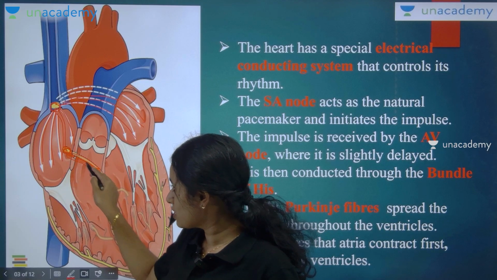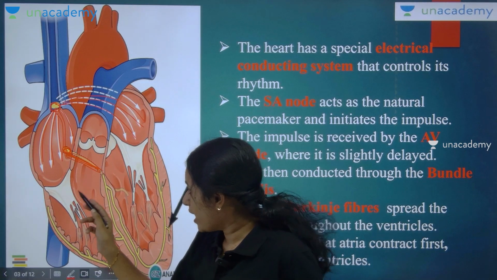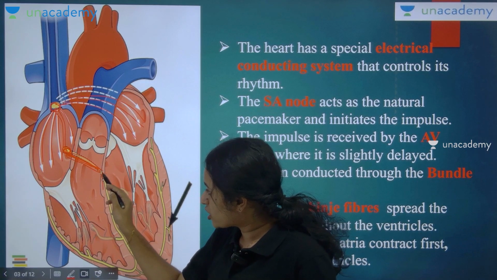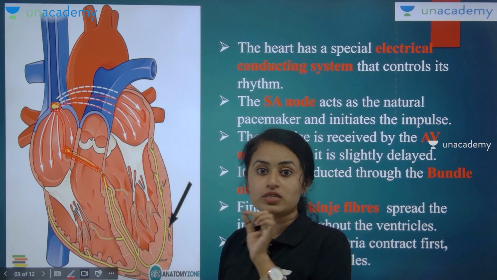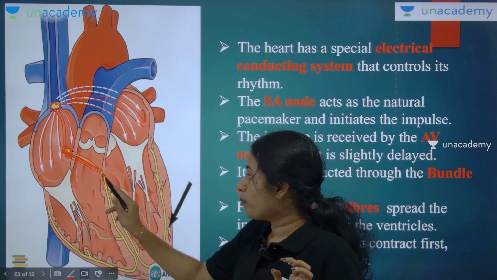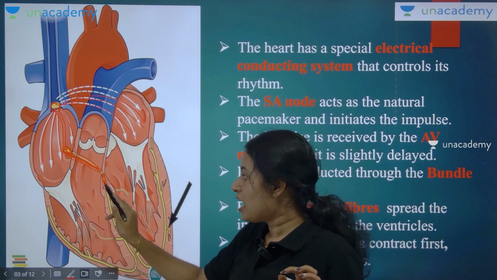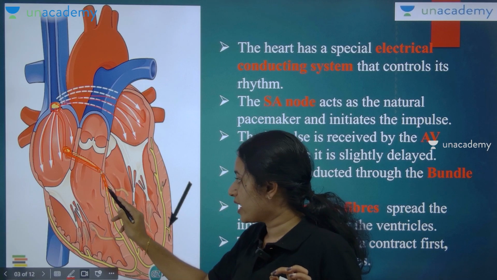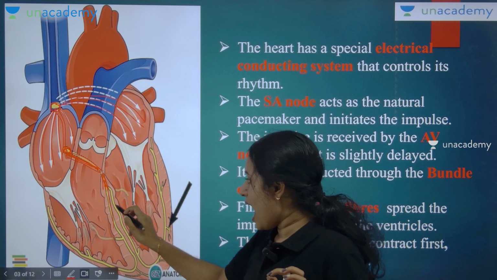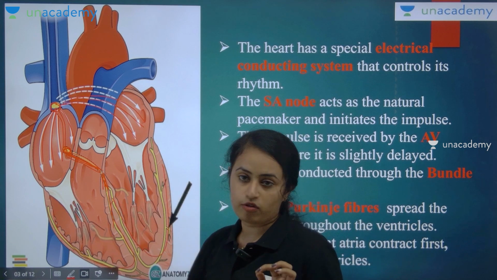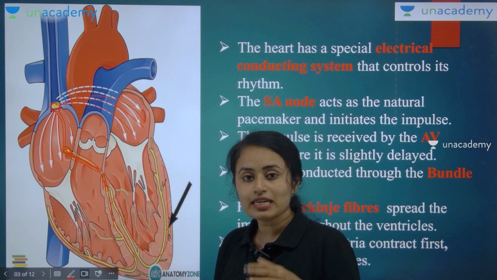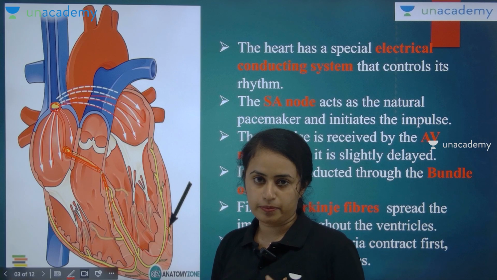Here you can see, this is the atrioventricular bundle, and from the atrioventricular bundle there is a bifurcation. This is called the bundle of His. His is the scientist who discovered this bundle, hence it is called the bundle of His. From the bundle of His, it bifurcates and undergoes branching, and those branches are distributed towards all the ventricular walls. Clear? Those branches are called Purkinje fibers.